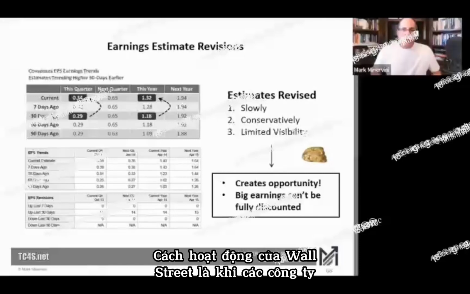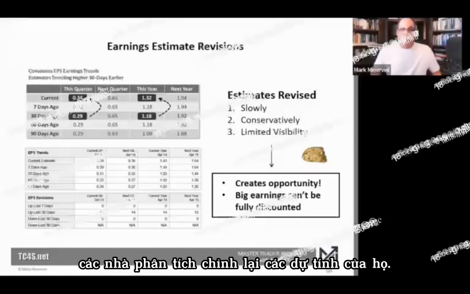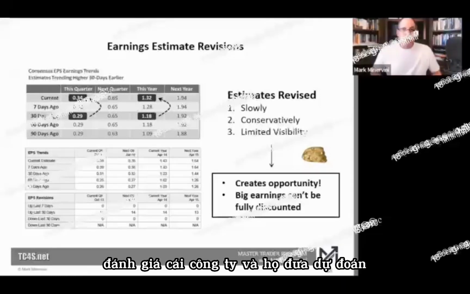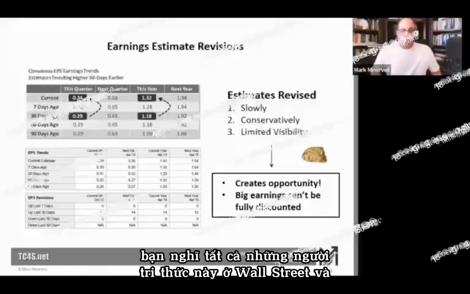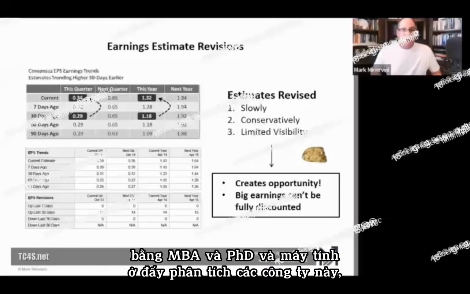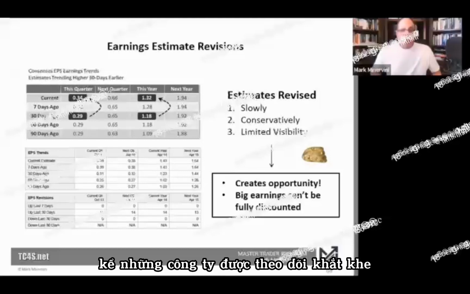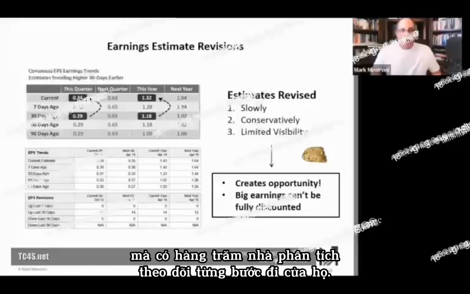The way it works on Wall Street is that as companies do better than expected, you've got analysts that revise their estimates. They assess the company, and then they give these estimates of where they think earnings may be. Now, all these smart people on Wall Street, tons of MBAs and PhDs and computers analyzing all these companies, you'd think they'd be able to be really accurate and peg this stuff, right? Even in the most widely followed companies like a Coca-Cola that have 100 analysts following them on the street.